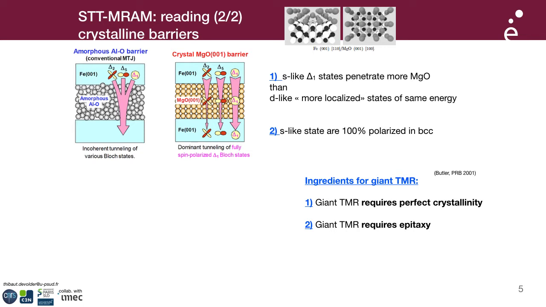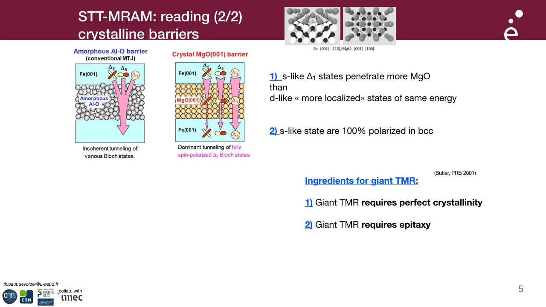But if in contrast you use a fully crystalline tunnel oxide, then the probability of tunneling of the different electrons within the electrode will differ and will depend on the symmetry of their states. For instance, if you have a delta 1 state, which is a state that is constructed from s-like atomic orbitals, then the s orbitals extend to large distances, and so they extend deeper inside the tunnel barrier, so they will have a high tunneling probability.